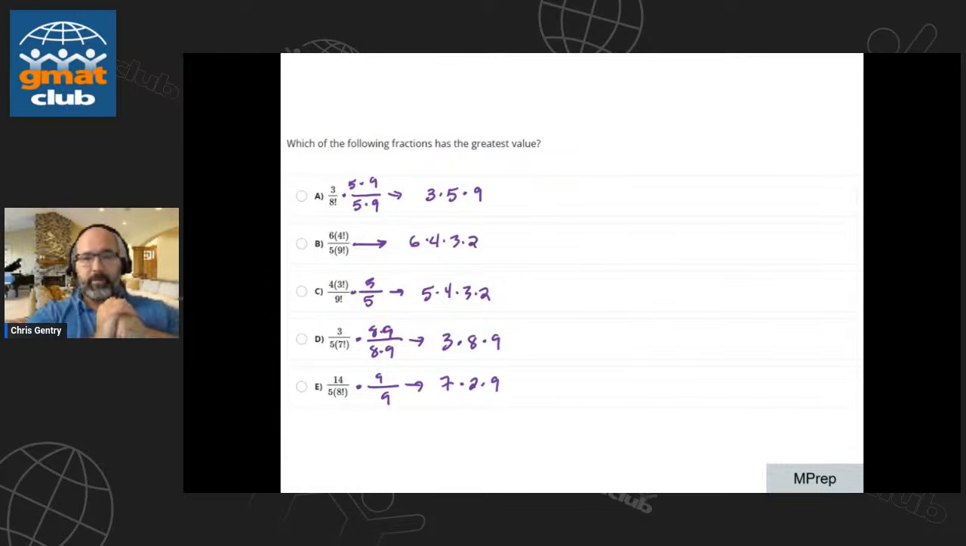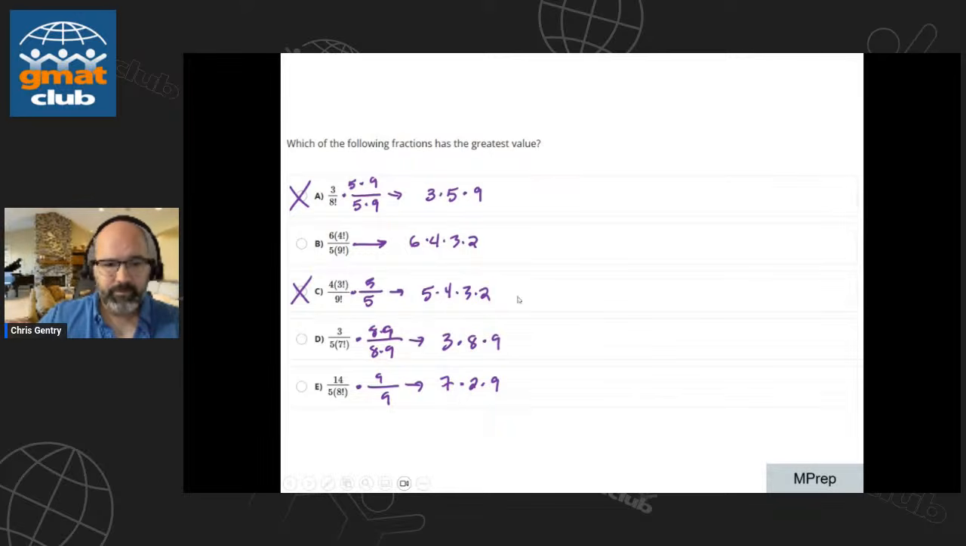And now I am comparing. And now as I look at this, just looking at my comparisons, I'll just tell you what I notice as I'm noticing it here. This 3 times 8 times 9 versus a 3 times 5 times 9. The 3's are the same, the 9's are the same, the 5 is smaller. So choice A, gone. I look at B versus C. 6 times 4 times 3 times 2 versus 5 times 4 times 3 times 2. That 5 is smaller. C is gone.